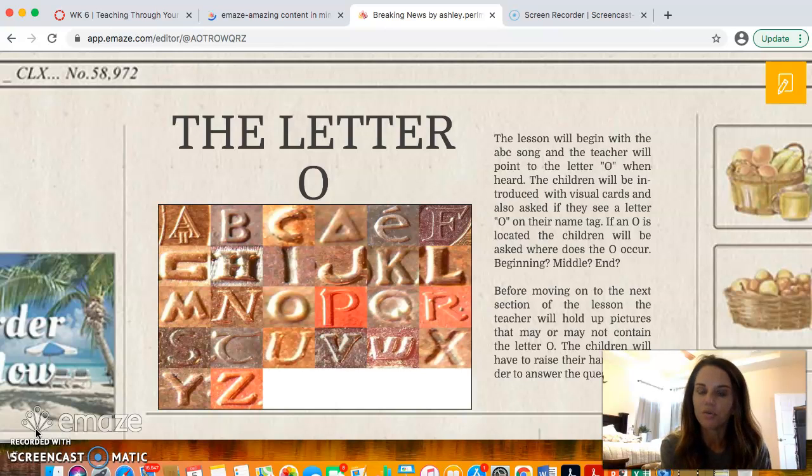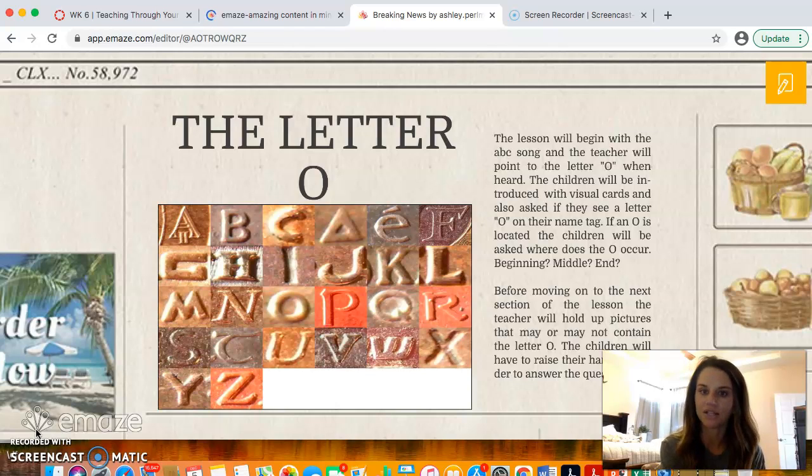The children will be introduced with visual cards and also asked if they see a letter O on their name tag. If an O is located in the children's name tag, the teacher will ask them, well, where does that O occur? The beginning, in the middle, or at the end?